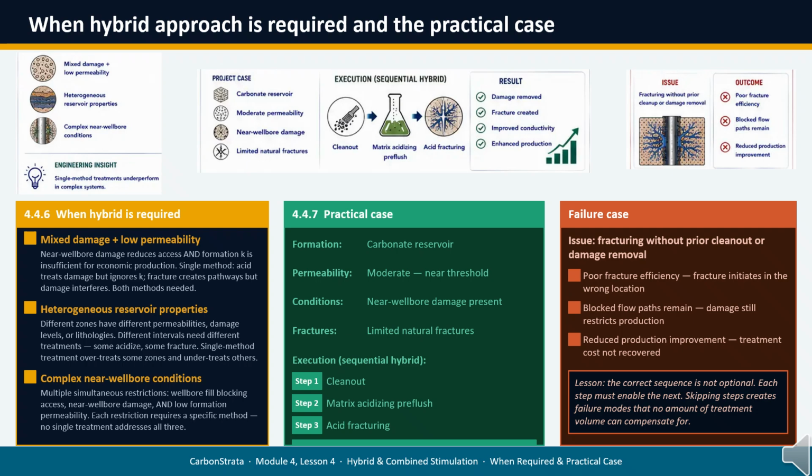So both parts must be addressed. That makes hybrid necessary. Now second condition. Heterogeneous reservoir. Different zones behave differently. Same treatment applied everywhere creates uneven results. Some zones are overtreated. Others remain unchanged. So treatment must vary by zone. That is a hybrid by design.